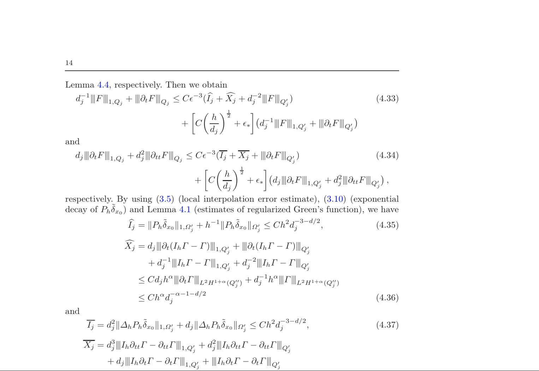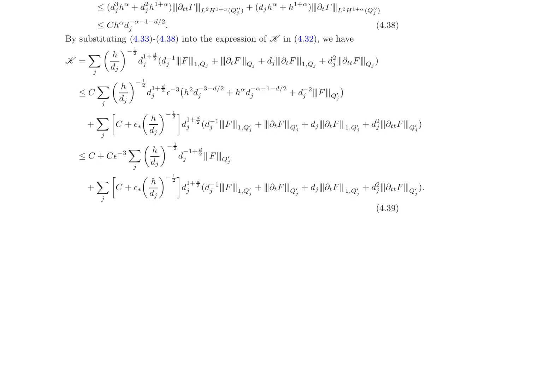The next four estimates, 4.35 to 4.38, bound the norms of various terms involving the solution, its derivatives, and the interpolation operator. These estimates involve constants that depend on the mesh size, the dimension of the problem, and the regularization parameter, as well as the Holder exponent of the solution. The final estimate, 4.39, combines the previous estimates to bound the norm of the solution in terms of the norms of the solution and its derivatives on a coarser mesh. This estimate involves a constant that depends on the mesh size, the dimension of the problem, and the regularization parameter.